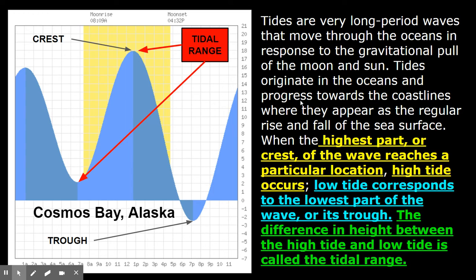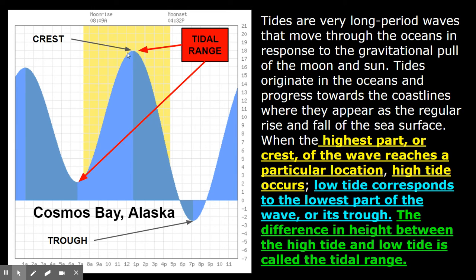Okay. All right. So this is a graph of high tide and low tide for Cosmos Bay in Alaska. And I chose this one simply because there was a very large tidal range. So a couple of things I want to talk to you about, because you may see a graph like this on your test. So this shows you how high.